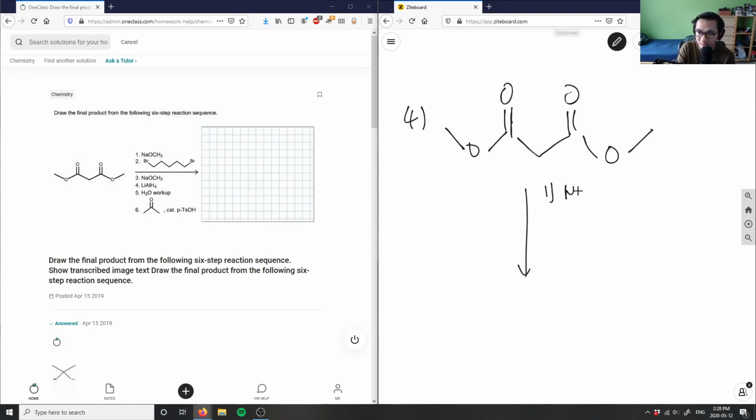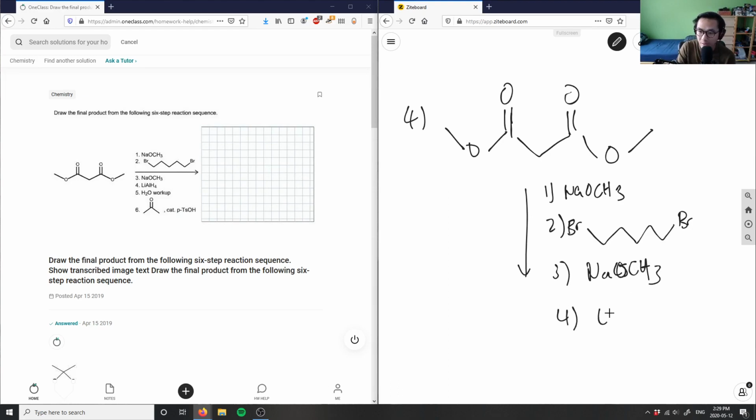So the first one is NaOCH3. So again, some type of base here. And then I'm going to add an alkyl chain of Br, let's say 1, 2, 3, 4, 5. Okay, that's good. And then step 3 will have NaOCH3 again.